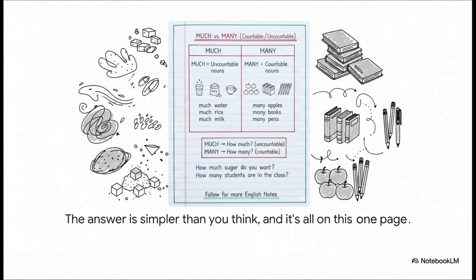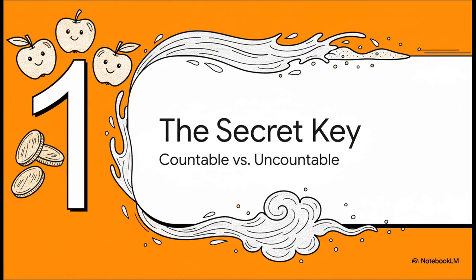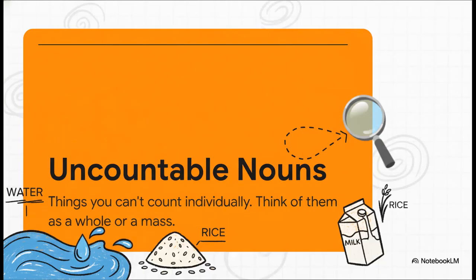And here's the best part. The answer is way easier than you probably think. Seriously, everything you need to know is actually right here, on this one page we're about to look at. So, what is this big secret key? It really just boils down to one simple idea: understanding the difference between things you can count and things you can't.